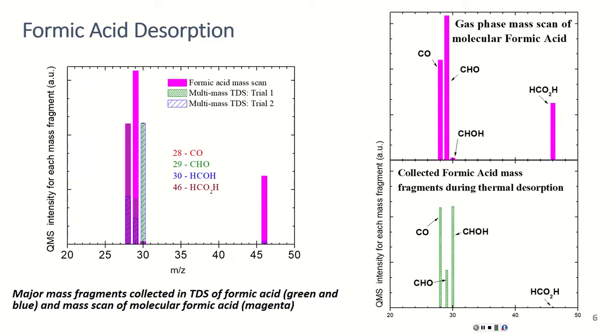So the same thing is formulated in a different way here. We have the gas phase mass scan here, and then the formic acid collected mass fragments. This time those fragmentation peaks were integrated and the intensities were normalized and put in here. If we have molecular desorption, we should see similar intensity ratios of these peaks in both cases, but the gas phase mass scan and the collected formic acid fragmentation pattern have two different intensity ratios. That confirms the dissociative adsorption of the formic acid molecule.